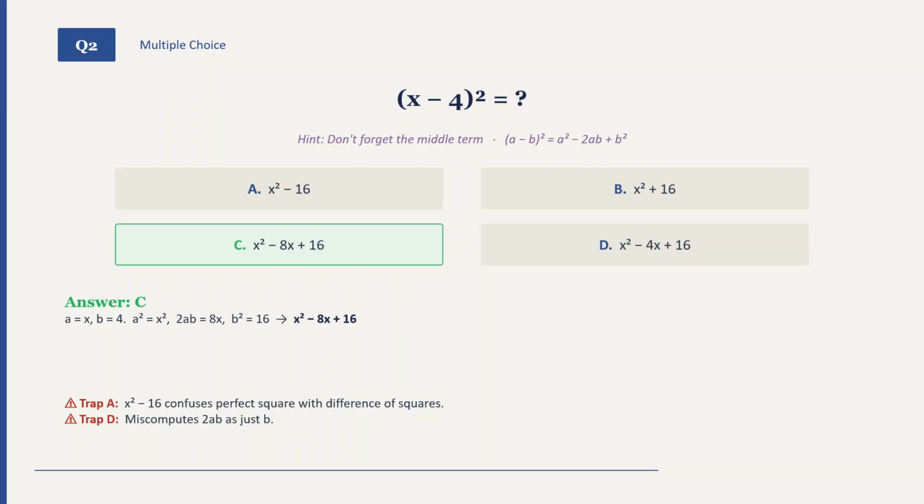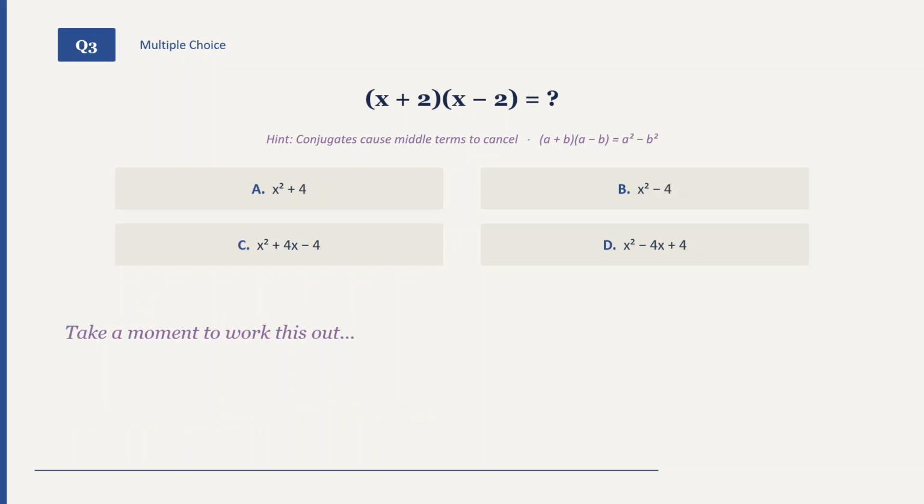Using the perfect square of a difference pattern, a squared is x squared, 2ab is 2 times x times 4, which equals 8x with a minus sign, and b squared is 16. The classic trap is writing x squared plus 16 and forgetting the middle term entirely.